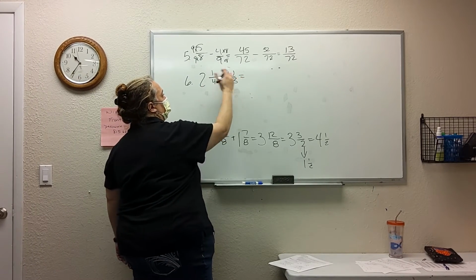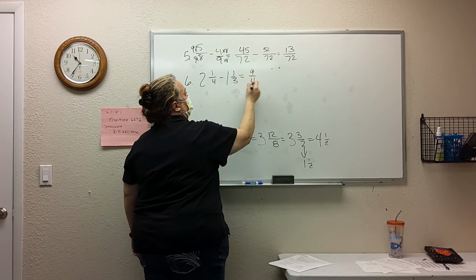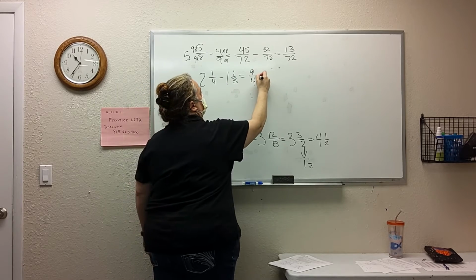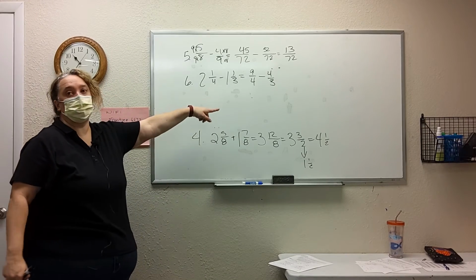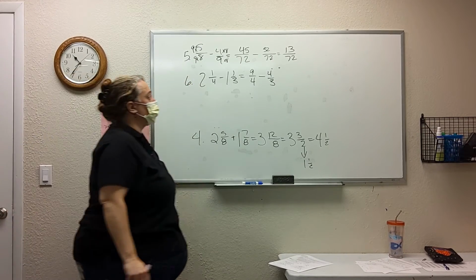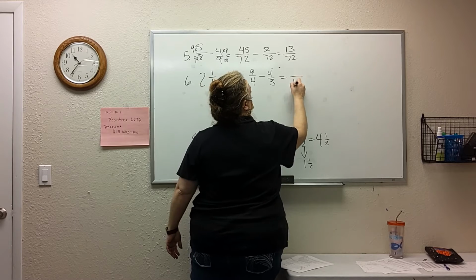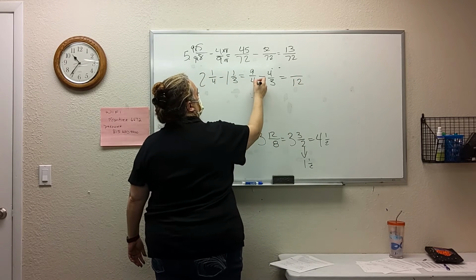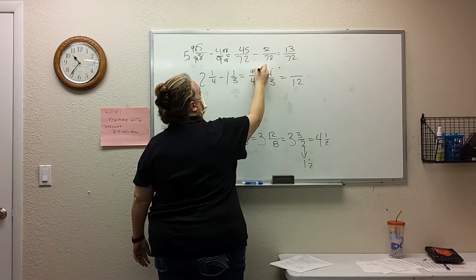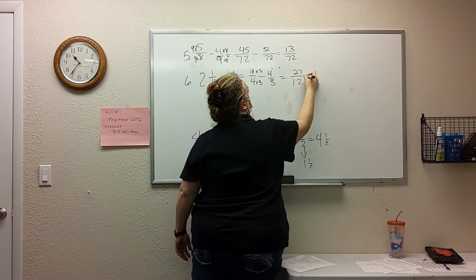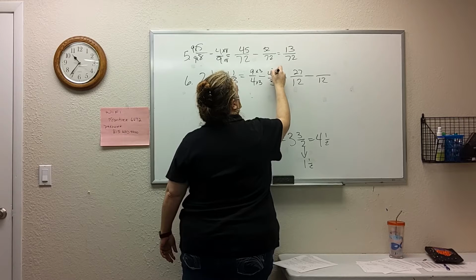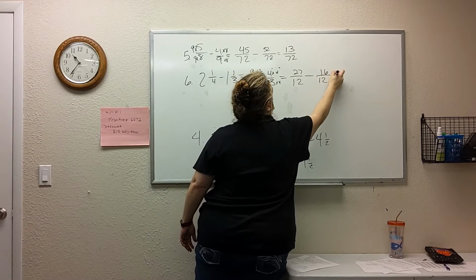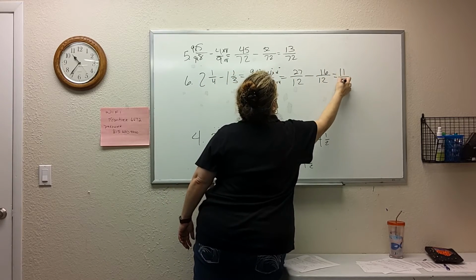2 times 4 is 8, add 1 is 9. 1 times 3 is 3, add 1 is 4. Find your common denominator. Common denominator for 4 and 3, just multiply them together, it's 12. 4 to 12 is going to be times 3. Whatever I do to the bottom, I got to do the top. 9 times 3 is 27. 3 to 12 goes 4. We do the bottom, I got to do the top, so that's 16. 27 minus 16 is 11. 11 over 12.